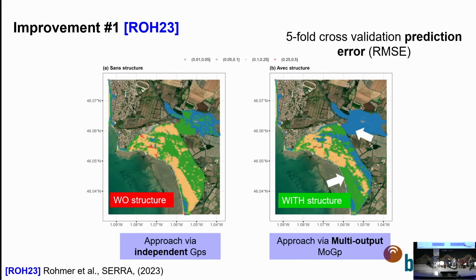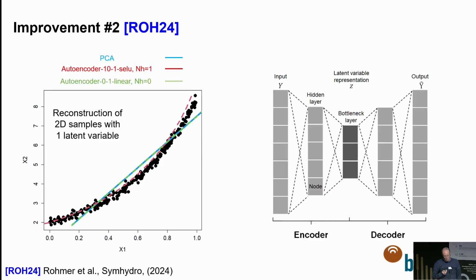So on the left, you have the results of Élodie. On the right, you have a multi-output Gaussian process approach to do the prediction, taking into account the dependence between the latent variables when we do the dimension reduction step. And you see that we reach an even better prediction error, which is very, very nice for us.